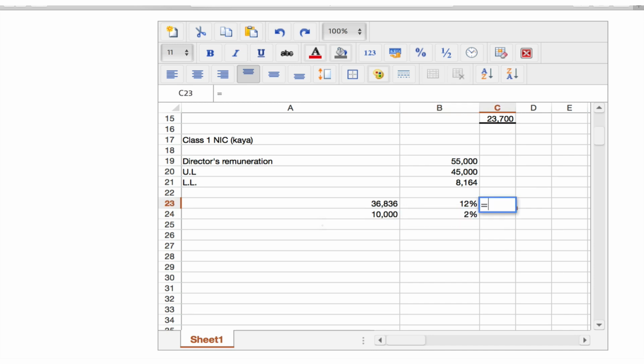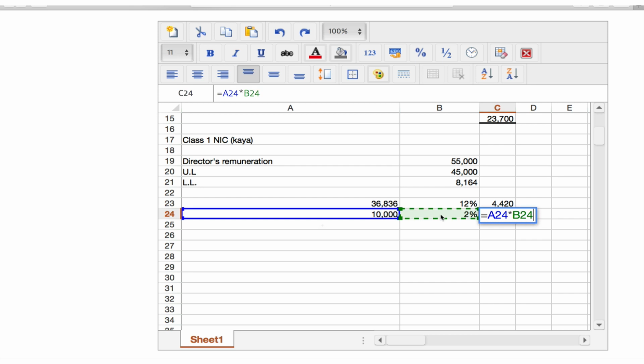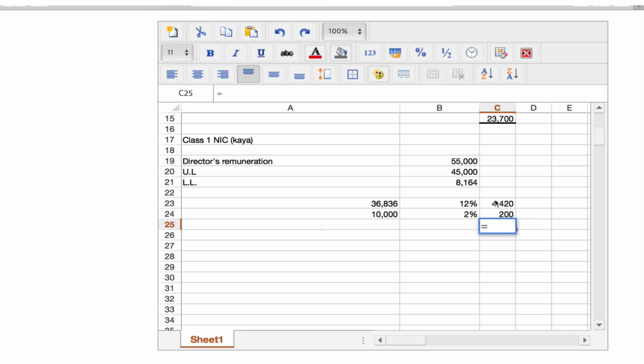And let's find the full liability. So it'll be this multiplied by this. And here also this multiplied by this. It gives me a total of this plus this, 4620. Again, let's just put my equal signs to show you that that is the final Class 1 NIC.